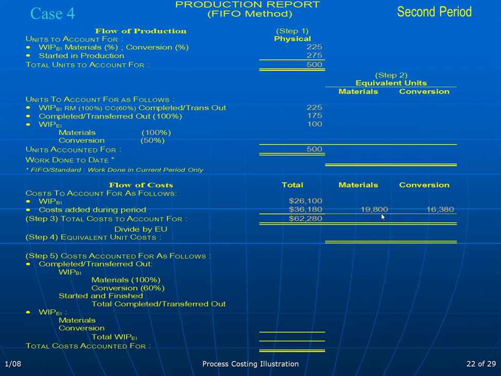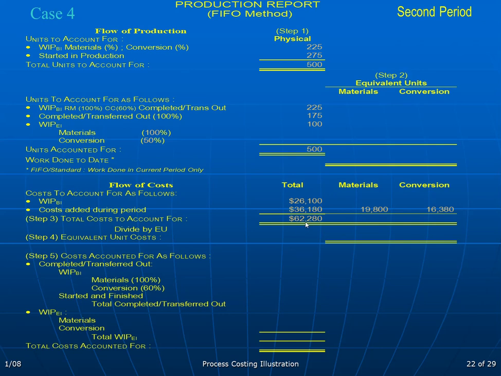All right, here's another thing that we do different from weighted average. Our beginning inventory costs are not treated as though they happened in the current period. In other words, we don't mix together what happened in the last period, that relates to our beginning inventory, and what happens in the current period. We keep those things separate. So we had a beginning inventory cost of $26,100. We need to account for that cost. Where'd that cost go? And during the current period, we incurred an additional $36,180.